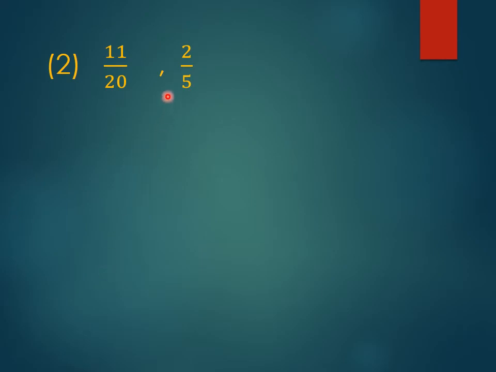11 over 20, 2 over 5. What's the common denominator? It should be 20. That means this fraction will not be changed. These two, numerator and denominator, both should be multiplied by 4. Then 5 multiplied by 4 is 20, 2 multiplied by 4 is 8. This is not changed, 11 over 20. Now we can decide this is the largest fraction.